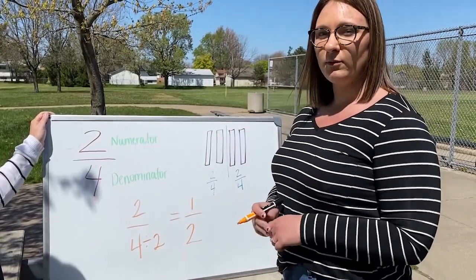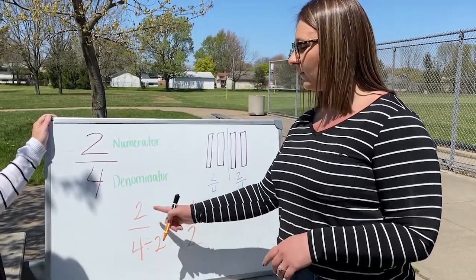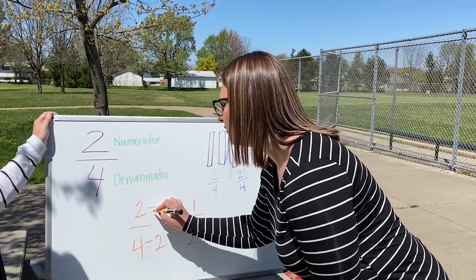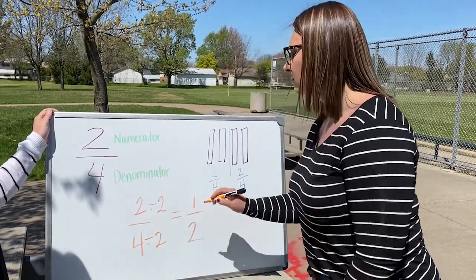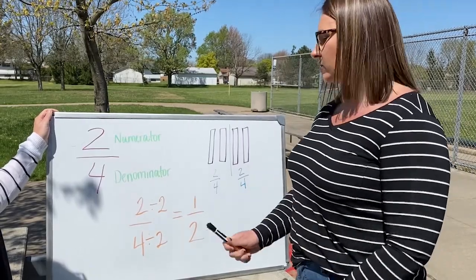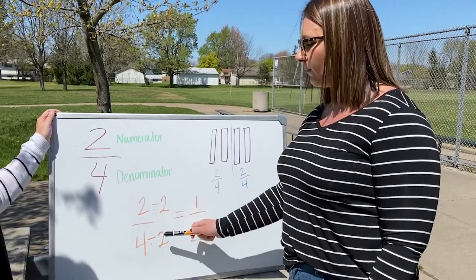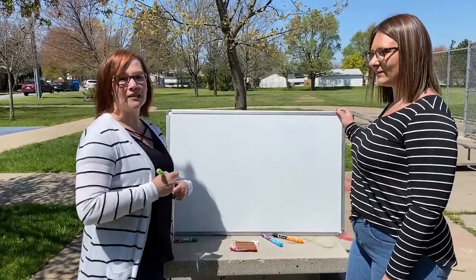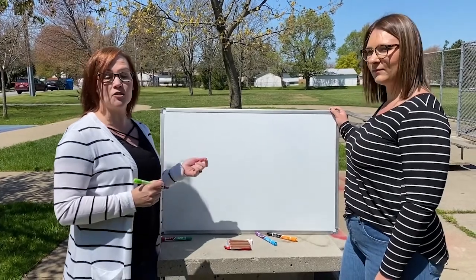My rule is with equivalent fractions, whatever I do to the bottom, I have to do to the top. So that means I have to divide 2 by 2, and 2 divided by 2 equals 1. So if I divide 2/4 by 2, that gets me a half. That's how they're equivalent. So as Ms. Flinchbaugh explained, 2/4 is equivalent to 1/2.